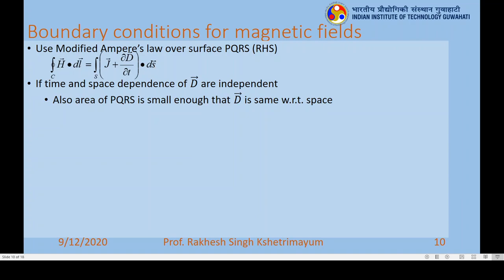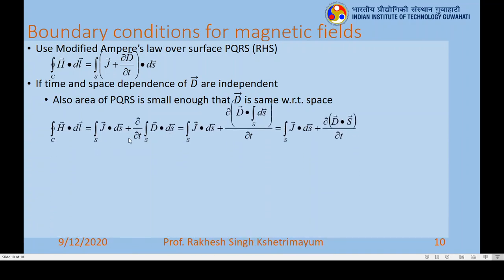So in that case, I can take out this partial derivative with respect to time outside the integration and write del by del t of D dot ds. D is electric flux density, ds is the surface element. When you do integration of D dot ds over the surface, you get the flux, electric flux, which is coming out from that surface.